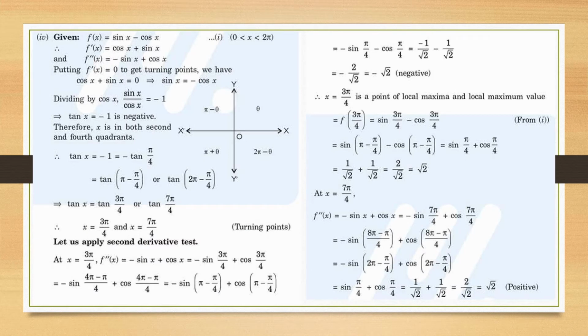Next is f(x) = sin x minus cos x. So the derivative is cos x plus sin x, and the double derivative is minus sin x plus cos x. For the critical point, equating to 0 we get tan x negative.